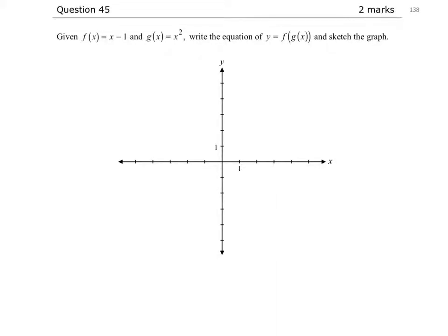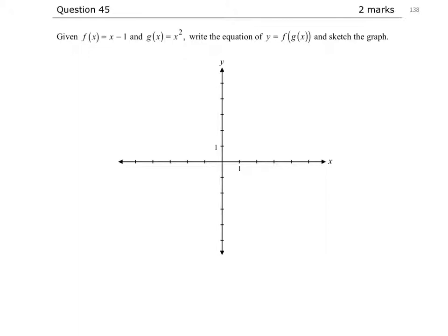Question 45. Given f of x equals x minus 1 and g of x equals x squared, write the equation of y equals f of g of x and sketch the graph. So this is a composition graph. So the first thing I'm going to do is substitute in g of x.